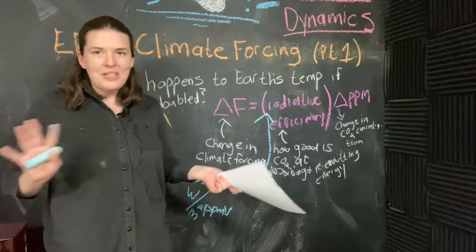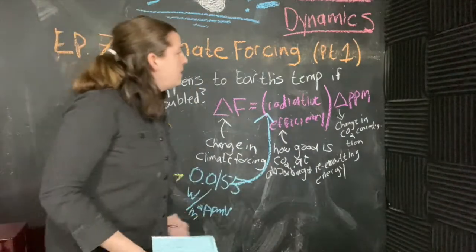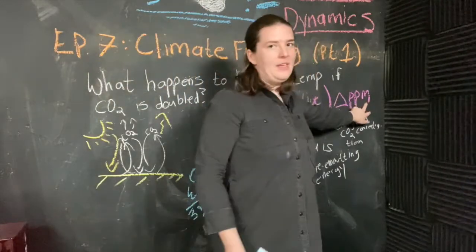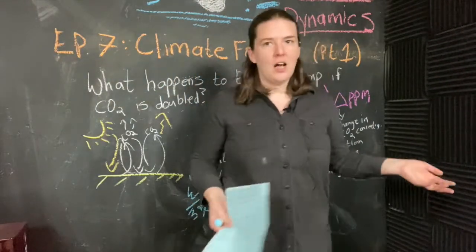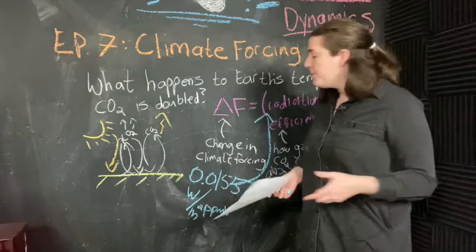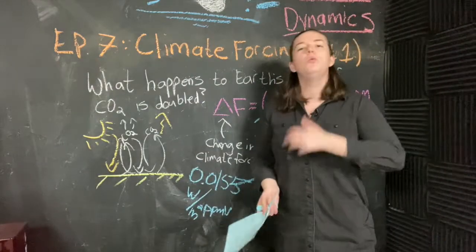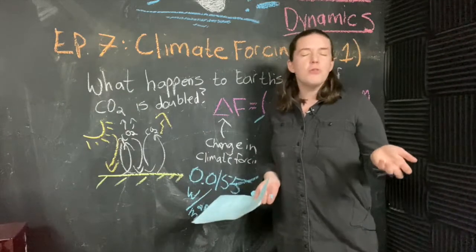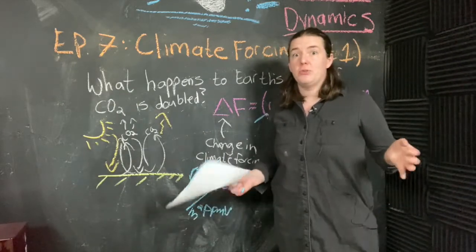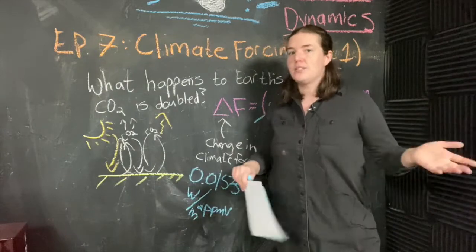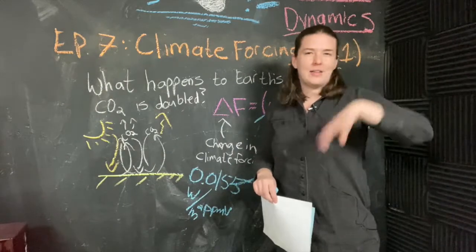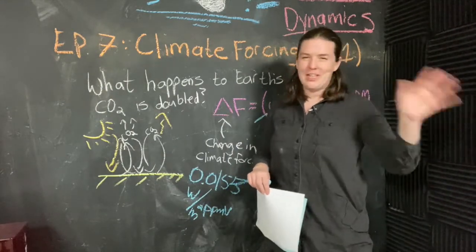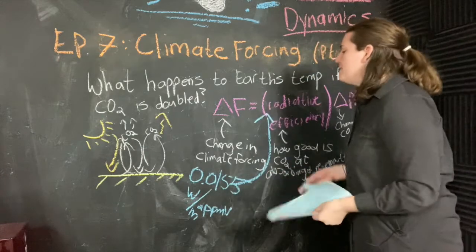A quick little unit sanity check. My change in parts per million is going to have units of parts per million by volume, and that's by volume as opposed to by mass. Both of those are measuring how much CO2 do I have in this box. It just depends on how you define the box. Don't worry about it if you don't understand the difference. It's not really important here.